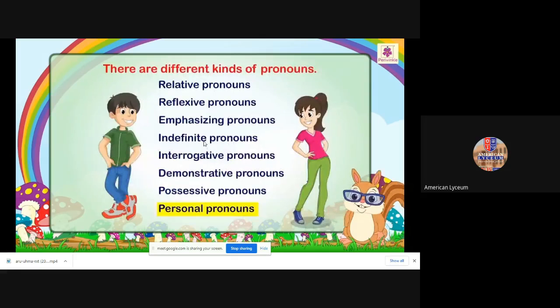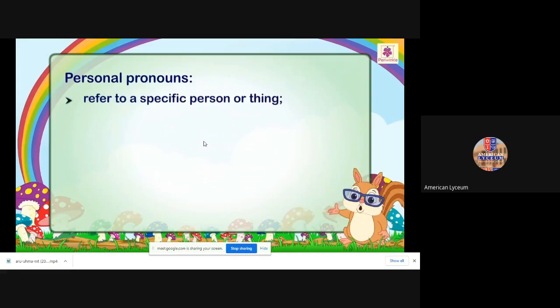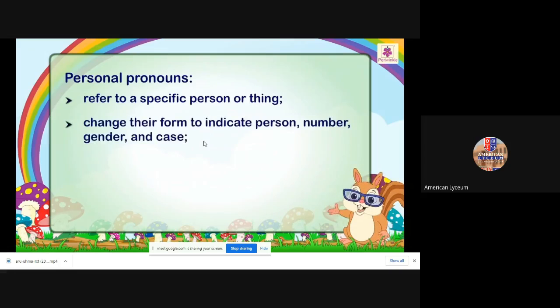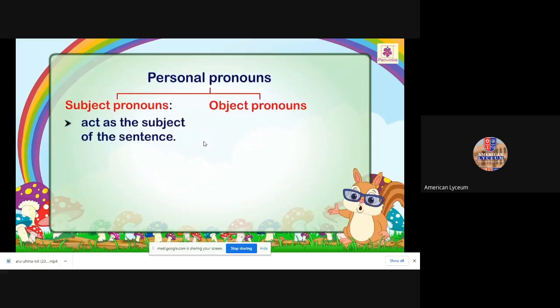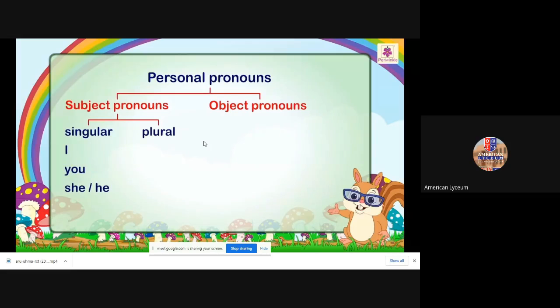Personal pronouns. Personal pronouns refer to a specific person or thing. This is our last category. They change their form to indicate person, number, gender, and case. Subject pronouns act as the subject of the sentence. I, you, she or he, it are singular subject pronouns. We, you, they are plural subject pronouns.